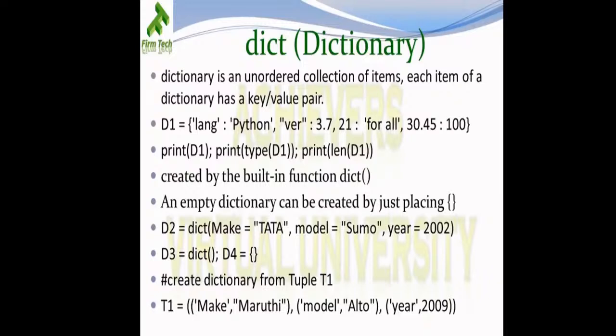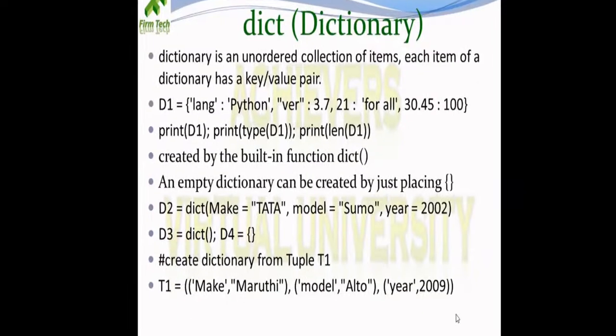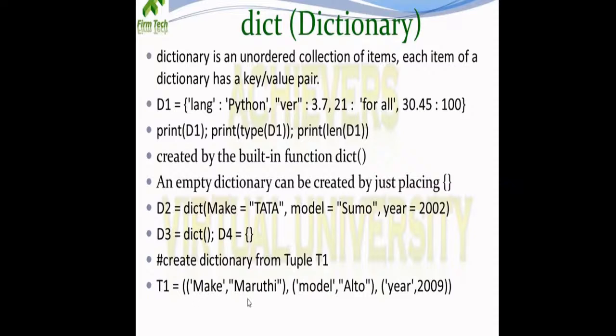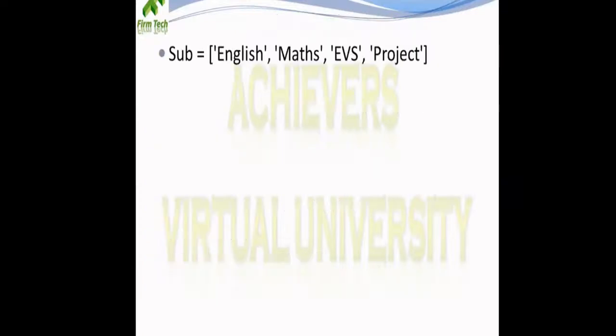And here we should note that each tuple should contain 2 elements. Actually, T1 is a tuple, and inside this tuple we have nested tuples. That is, make and Maruti, this forms one tuple. Model and Alto, this forms the second tuple, and year and 2009 forms the third tuple. And these 3 tuples are enclosed inside the tuple T1. We can make a dictionary from such tuples. So we can go for the demo part.